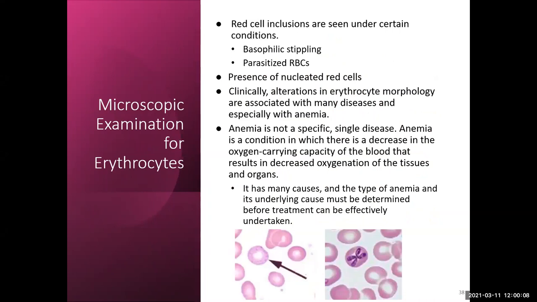For inclusions, what you're looking for is anything like basophilic stippling or parasites. My folks that are in microbiology, you've already seen this, so you should kind of have an idea what this is. That's your Babesia. You're looking for anything that's going to be abnormal within that cell. And there are some things other than the basophilic stippling and the parasites, but I just wanted to give you a couple examples. And again, anemia is not a specific disease itself. It is a condition resulting from something else.